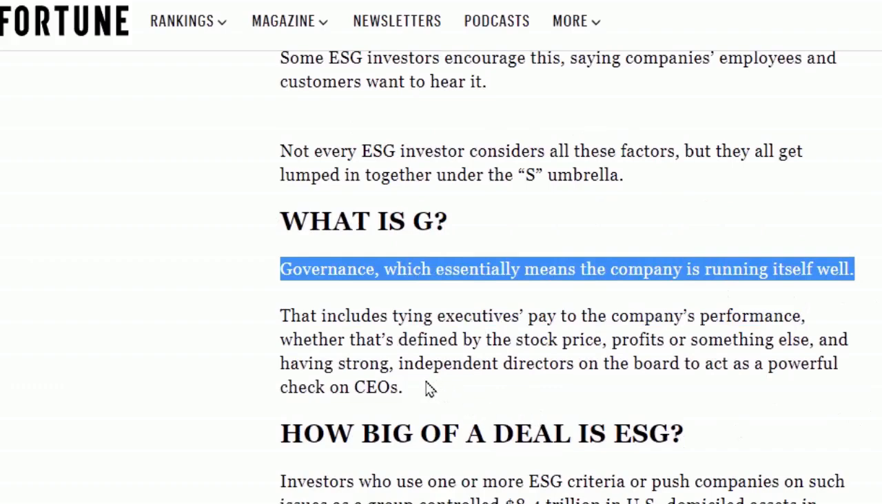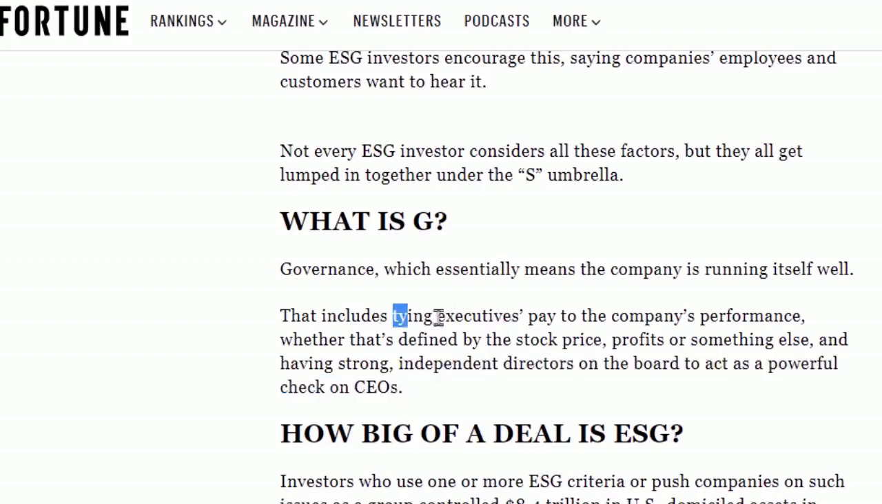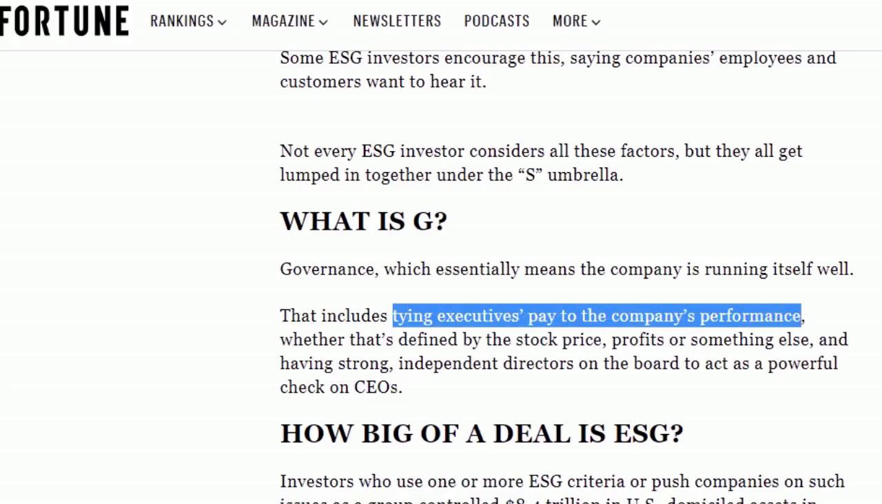And it includes a lot of things. Again, we're just going to give a small little overview here. I'm not going to spend too much time on that. But independent directors on the board to act as a powerful check on CEOs. So taking away some power from the CEO and having, as it says there, executives' pay tied to the company's performance, whether it's defined by the stock price, profits, or something else. Again, we know there's been abuses with CEOs' pay, a lot of controversy over that. So again, maybe not a bad thing.